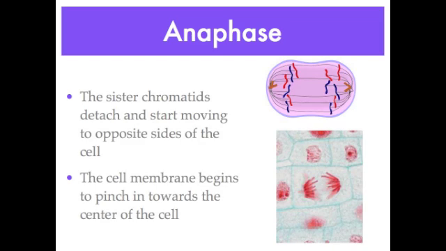Anaphase, and ana means apart. Anaphase is where we actually take those sister chromatids and we break them apart. So you guys can kind of see the cell is starting to pinch off here as well. The cell membranes pinch towards the center of the cell, and we pull sister chromatids to each side of the cell. The left side is going to get one copy of everything, and the right side is going to get one copy of everything. That way later on when we divide, everything's identical.